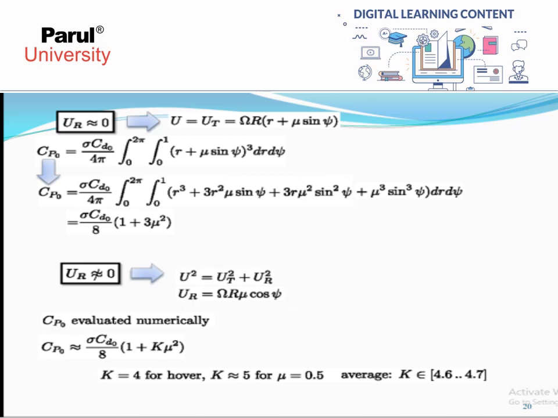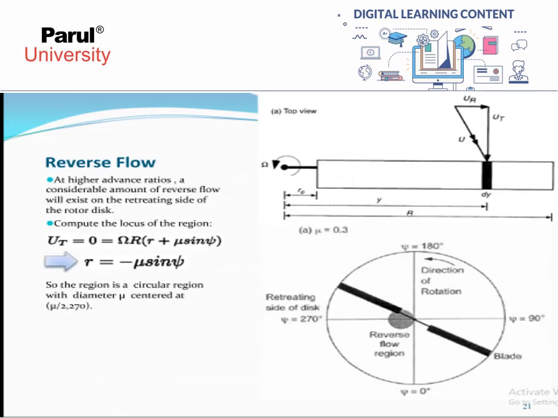the profile power coefficient. Now if Ur is not equal to 0, then U square is equal to Ut square plus Ur square, where Ur is equal to omega R mu cos psi. Cp naught is then evaluated numerically. Cp naught is approximately equal to sigma Cd naught by 8, in bracket 1 plus k mu square. K is equal to 4 for mu equal to 0.3, and k equal to 5 for mu equal to 0.5. The average k lies between 4.6 and 4.7, right? Right. Next, the reverse flow.